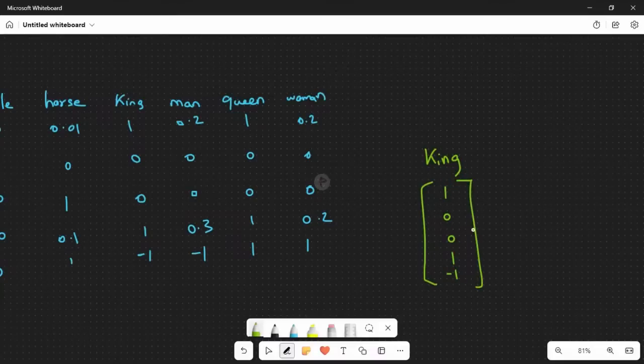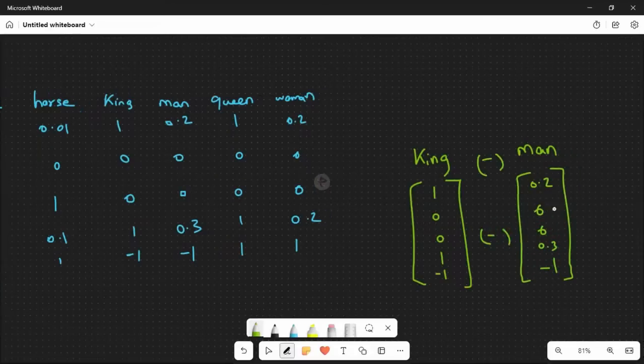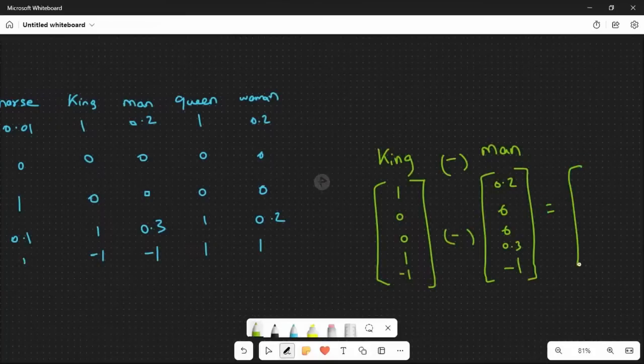So now what I'm going to do is subtract man from this vector. Okay, so we know that the only difference between king and queen is the gender. So I'm going to reduce the man here, where the values for man are 0.2, 0, 0, 0.3 and minus 1. So we are actually subtracting. When you subtract, we'll get a result something like 0.8, 0, 0, 0.7, and then this will be turned into 1. So this will become 0 now.